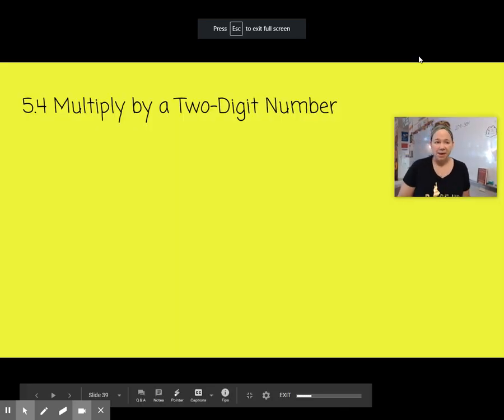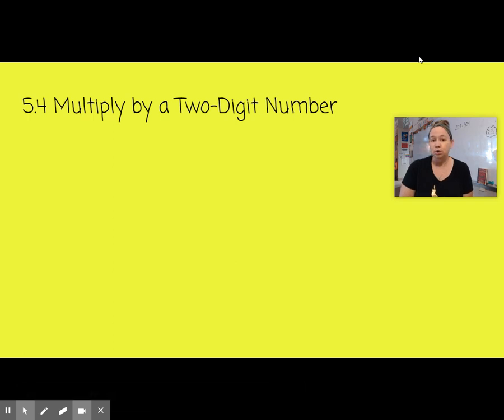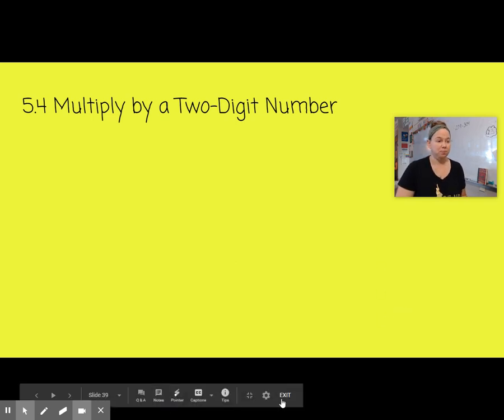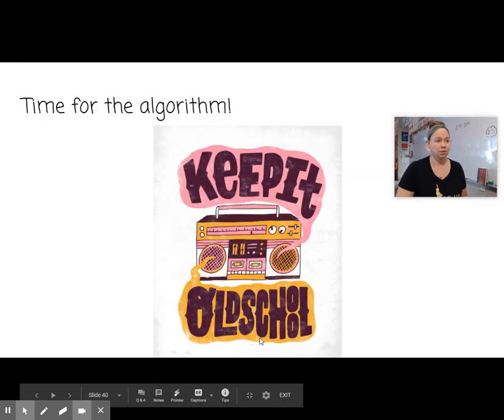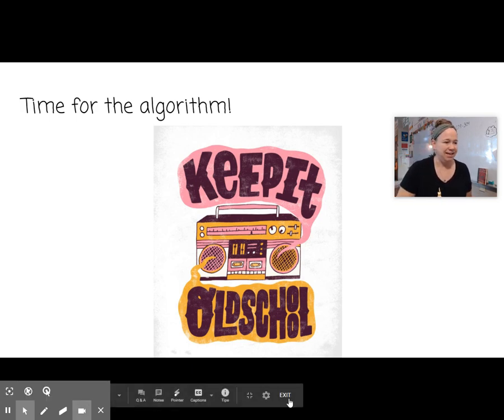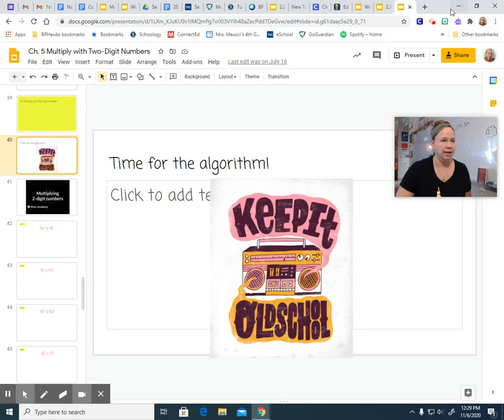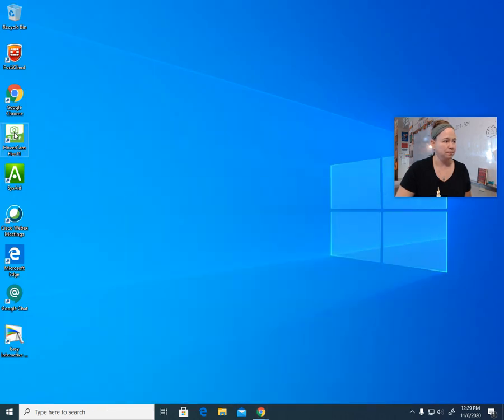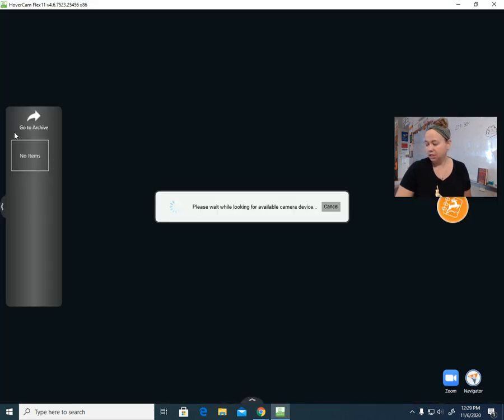Hello, welcome back. Today we are going to work on lesson 5.4, multiplying by a two-digit number. Today I'm going to show you the algorithm, the way your parents know how to multiply. So we're going to keep it old school with the algorithm. All right, let me take you to my whiteboard so I can show you what I mean.